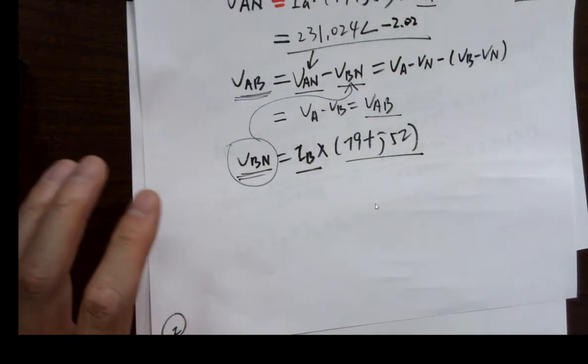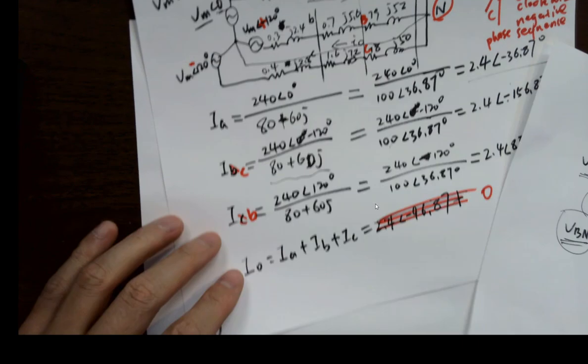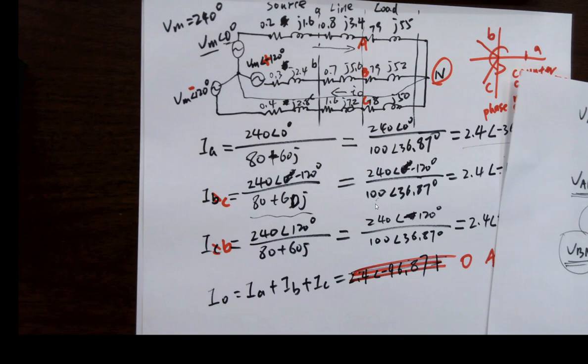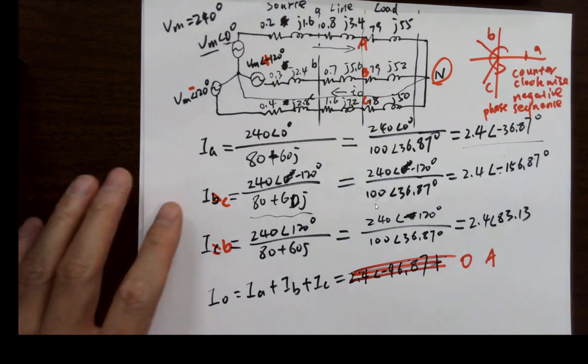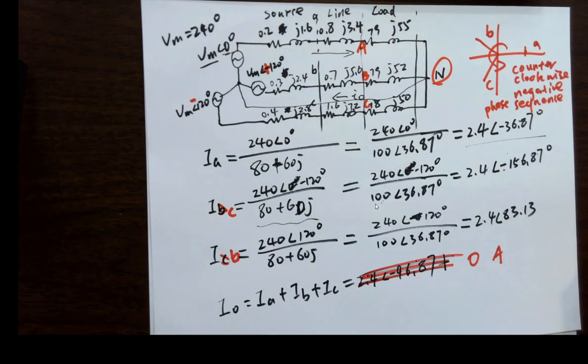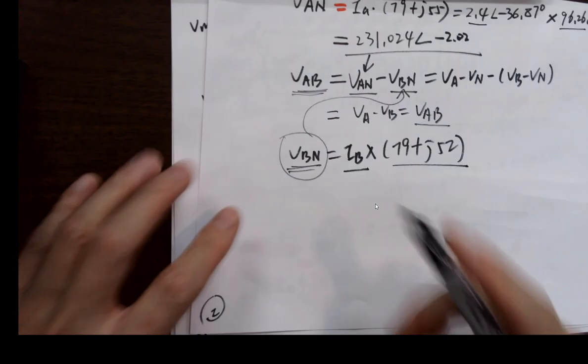Is the circuit balanced or unbalanced? It's a really specific question. If you just look at the source, remember how do we determine if it's balanced or unbalanced?